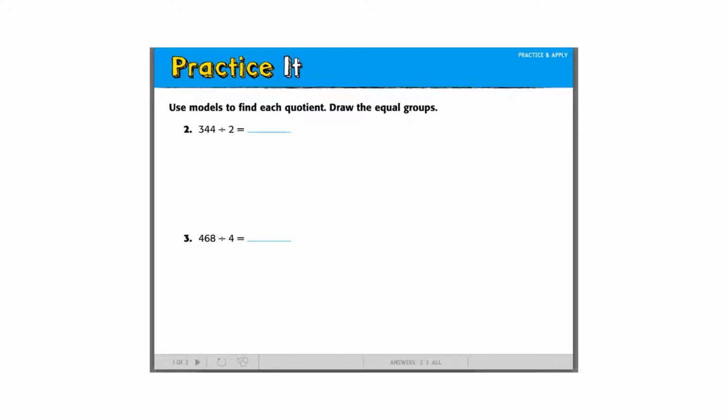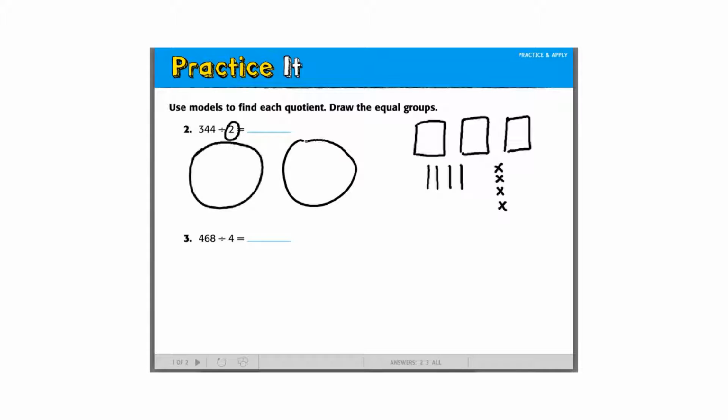So 344 would look like this. 300s. How many tens? 4. How many ones? 4. So there's my model. So you start with that. You start with drawing out what it would look like. Now I need to know how many circles I make. I make 2 circles, because they have to be big enough to fit some things inside of.